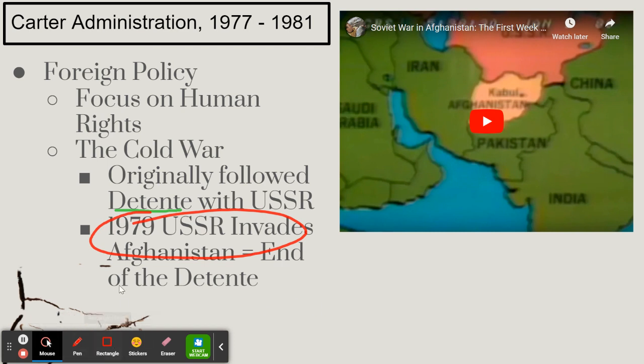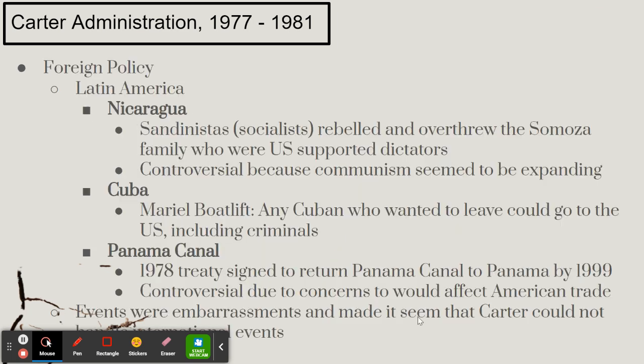So this event changes kind of the Cold War, and it shows that there is now a more aggressive Soviet Union. A lot of people argue that this is because the United States in the 70s looked weak, so the Soviet Union decides to kind of go on the offensive. Foreign policy wise, after this, Carter has to deal with a few major issues.